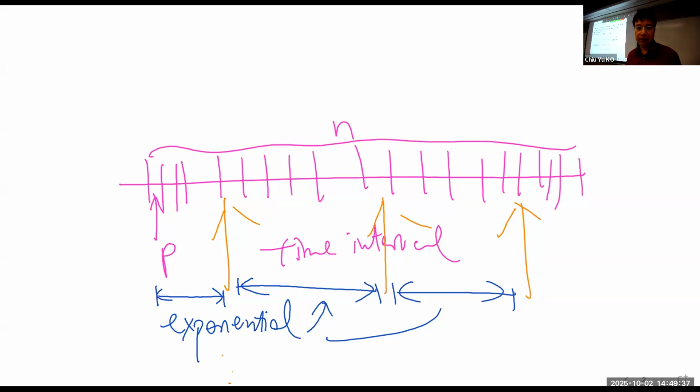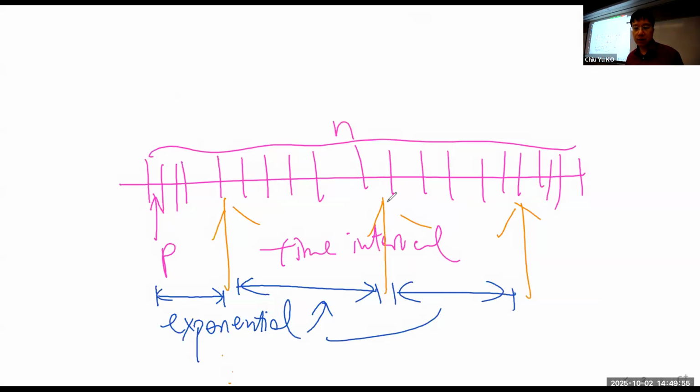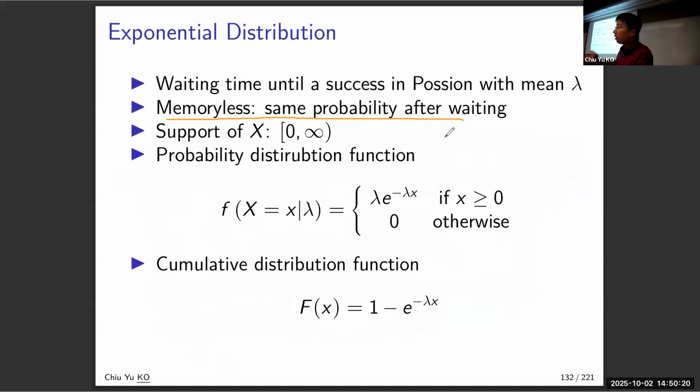So the waiting time is the waiting time until success for Poisson with mean lambda. And as we said, because Poisson is independent, it's memoryless. So that's why I said in the graph here, all these are exponential. And what the memoryless property means is the following. It means that no matter how long you wait, your probability will remain the same. What I mean is this. Technically it means the following. The probability that x is bigger than t. Let me write it down a bit longer.